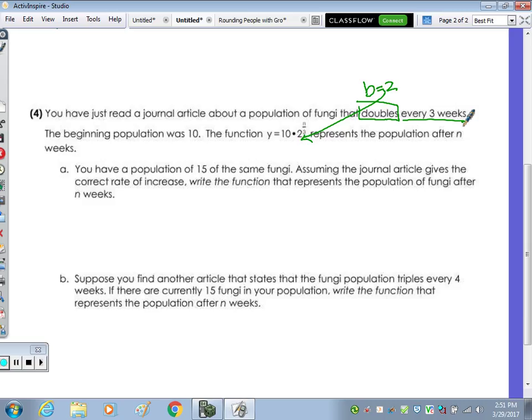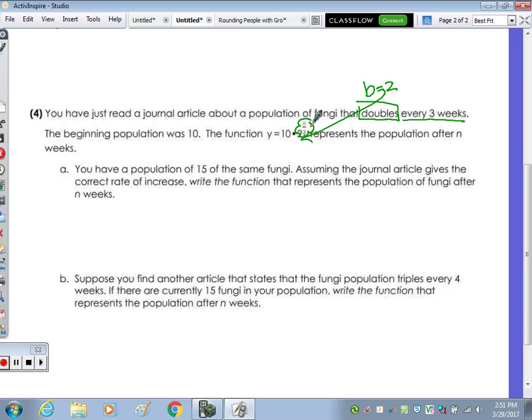Well, say we look at, okay, I understand what you're saying. Say we look at 12 weeks. 4. So you just divide, that's where this is coming into play. You just divide the number of weeks by the time it's going to take for one, in this case, for it to double every 3 weeks, so you divide it by 3.